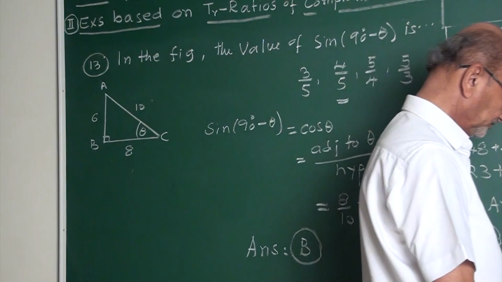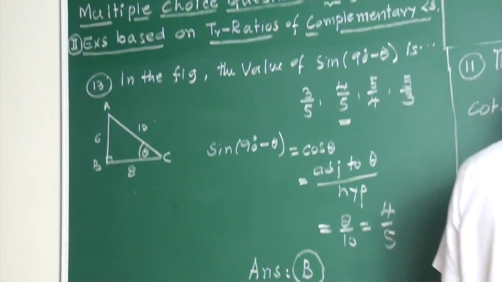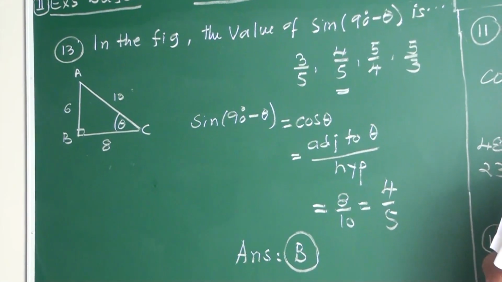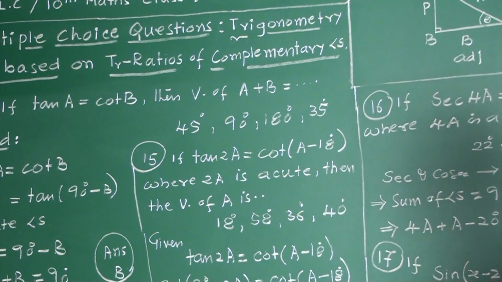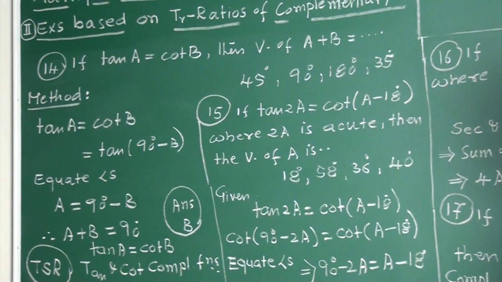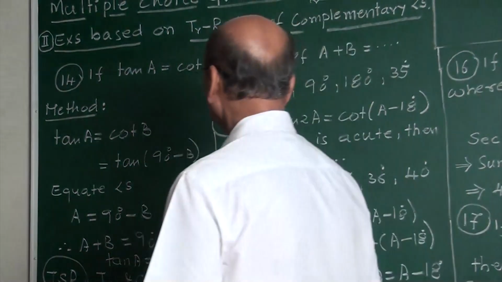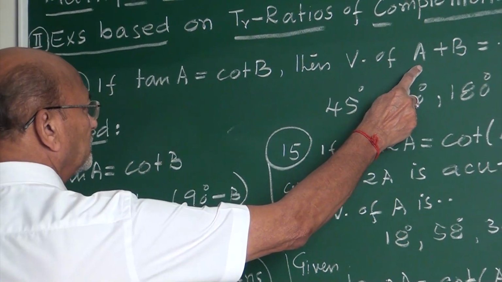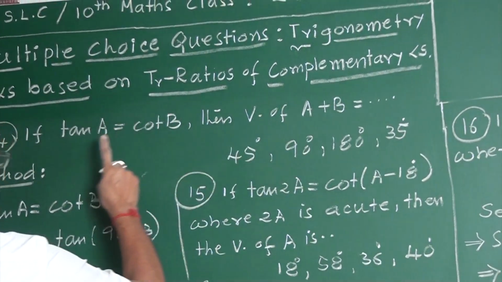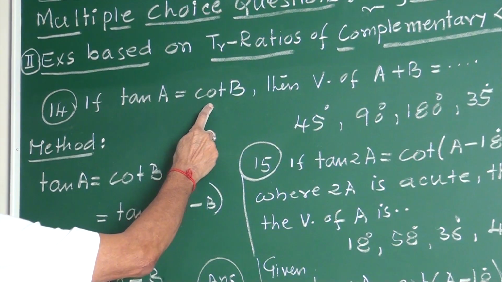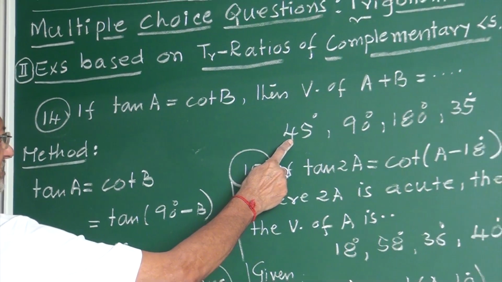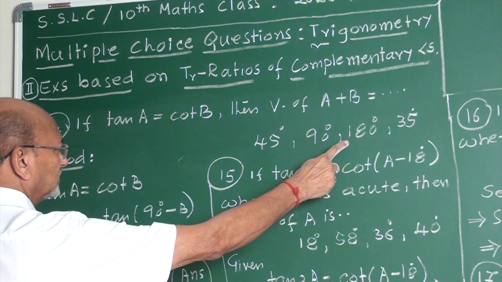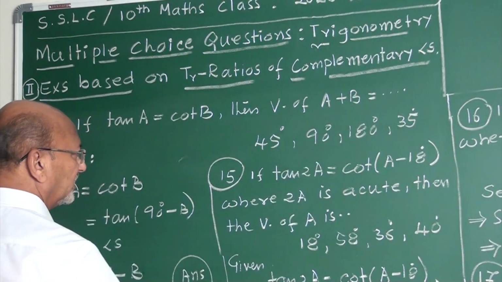Another one. My friends, few more examples. The next example is, if tan A equal to cot B, then the value of A plus B is dash. These are the options: 45 degrees, 90 degrees, 180 degrees, 35 degrees.